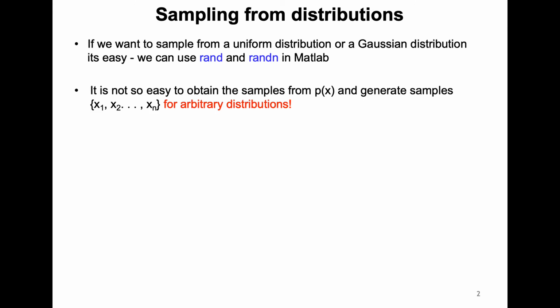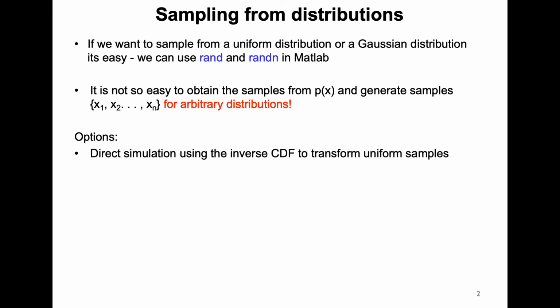It's not quite so easy if we want something from an arbitrary distribution, because we can't just call a MATLAB function for these things. So what can we do? Well, one way, certainly in the one-dimensional case, is we could calculate the inverse cumulative distribution function and use that to transform uniform samples to the one we wanted. And we sort of looked at that slightly last time.